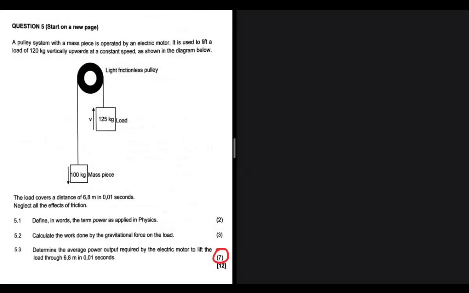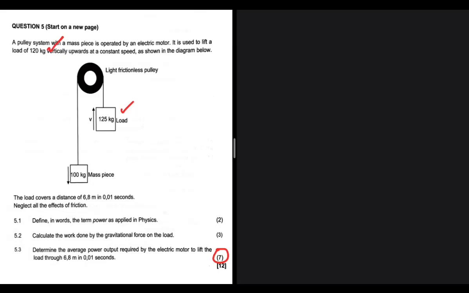This is laziness, if I can say, more especially because this same problem was in the June examination. But anyway, let's see what is happening. So we have a pulley system with a mesh piece operated by an electric motor. It is used to lift a load of 120 kgs. Look at this. The load is said to be 120 kgs, and on the diagram, it is 125 kgs. Do you see what I'm talking about?